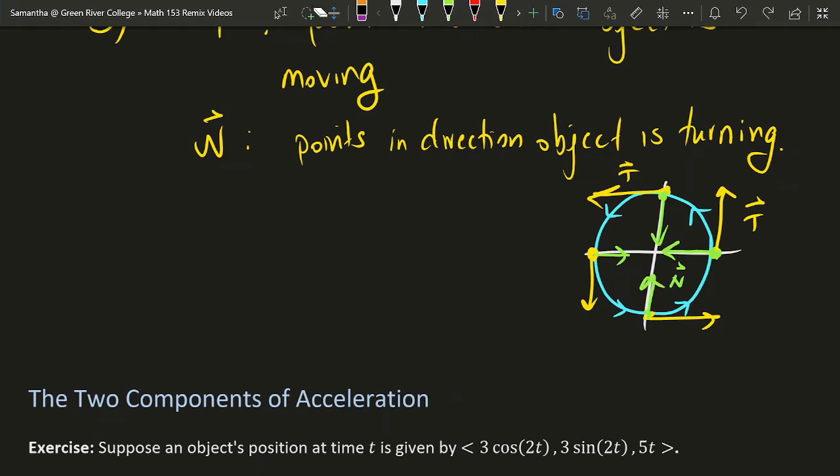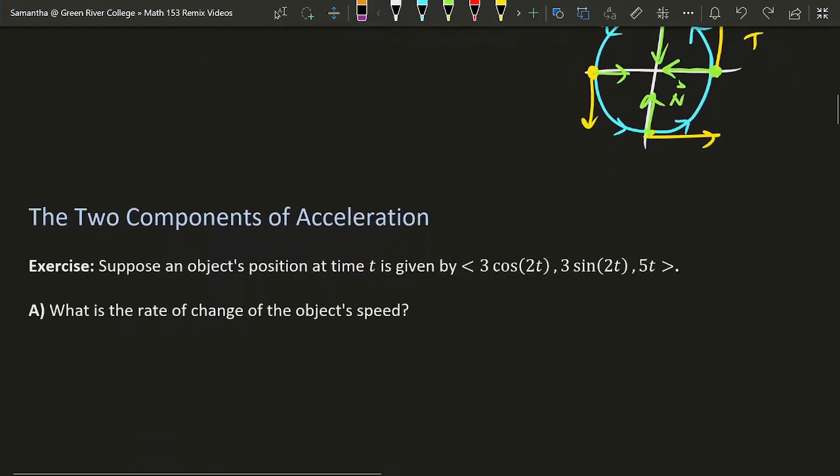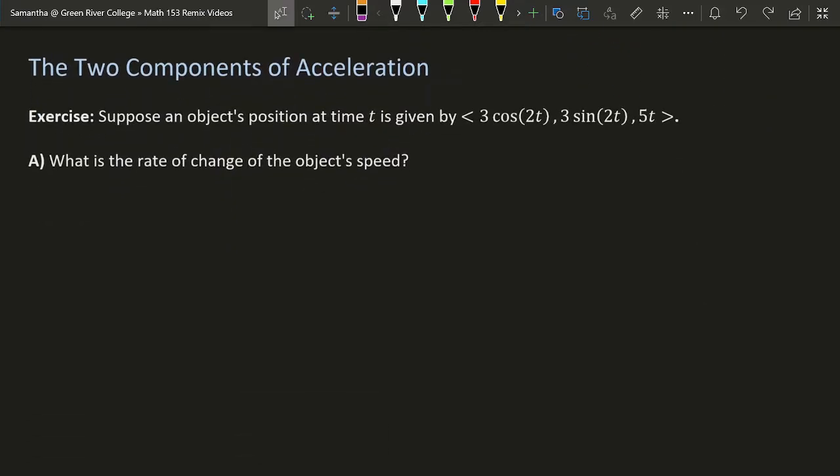Now that we've made those observations, let's return to the acceleration vector for an object's movement, and let's try to make some observations about the relationship between acceleration, the unit tangent vector, and the unit normal vector. To begin with, let's consider the following exercise. We have an object's position at time t, given by this helix. For this helix, let's try and figure out what is the rate of change of the object's speed. How is the object's speed changing over time?